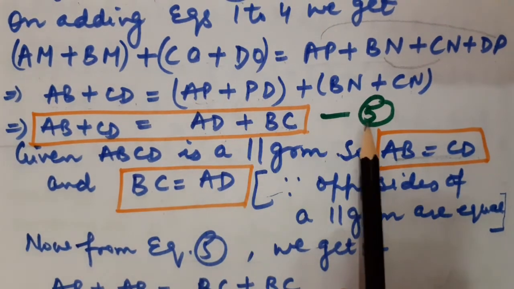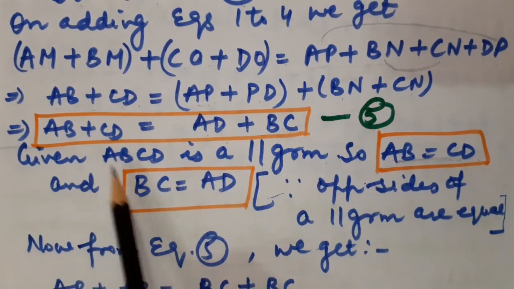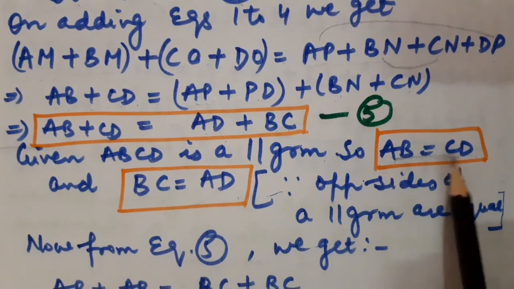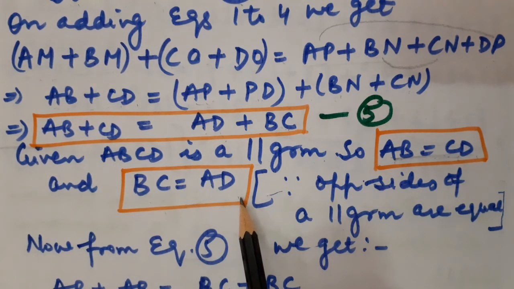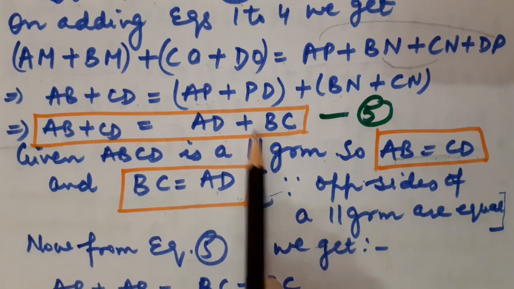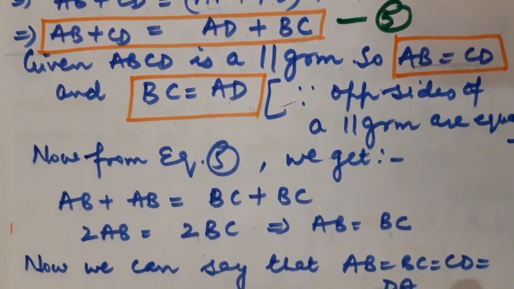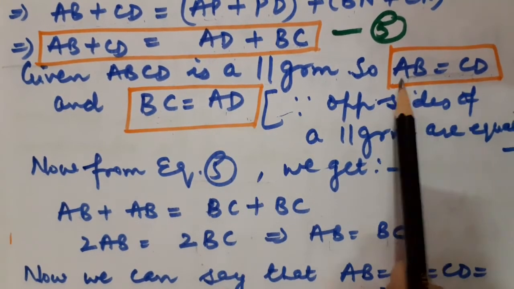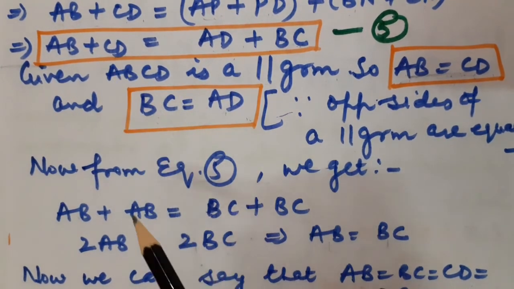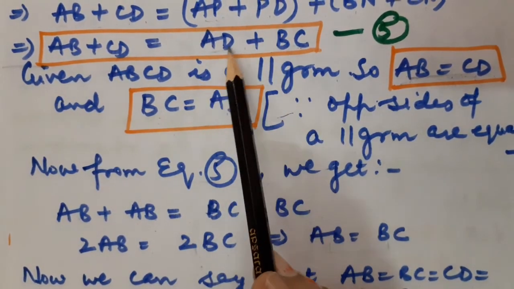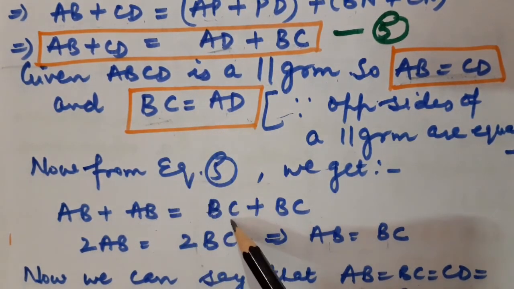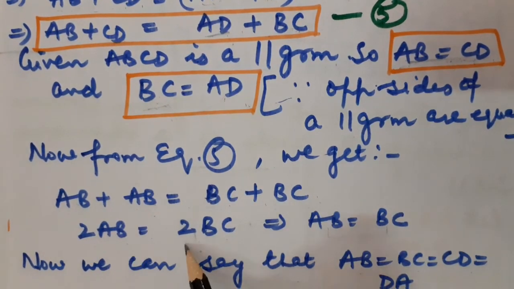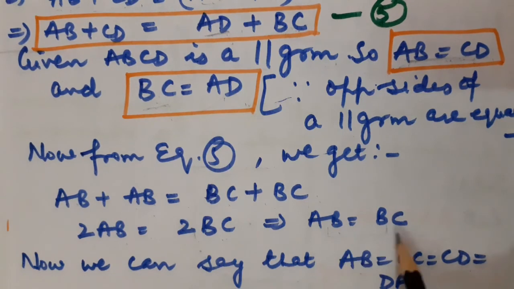Let us consider it as equation number 5. Children, we know that ABCD is a parallelogram, so definitely opposite sides must be equal. It means AB must be equal to CD and BC must be equal to AD. Now put these in equation number 5. Now what have we got? AB plus CD I have replaced by AB, because they both are equal. In place of AD, children, I am going to write BC. So BC plus BC. I have got twice AB is equal to twice BC. It implies AB is equal to BC.